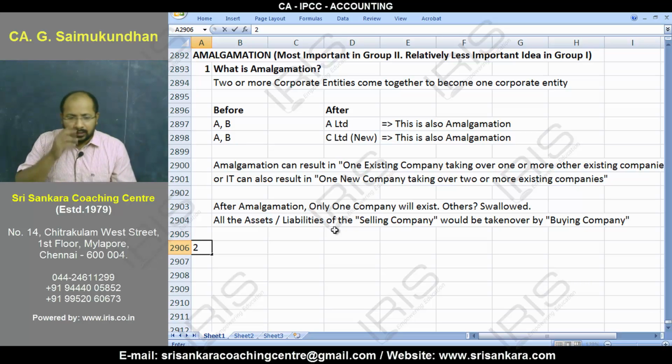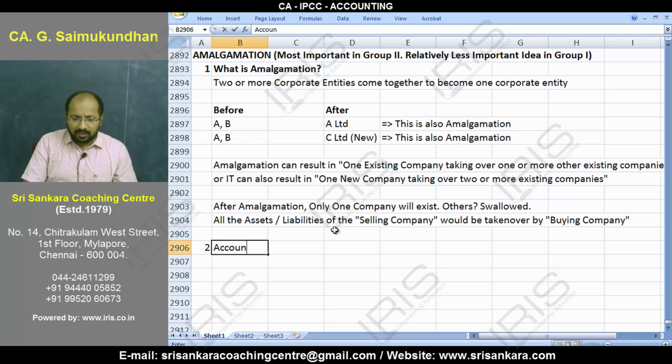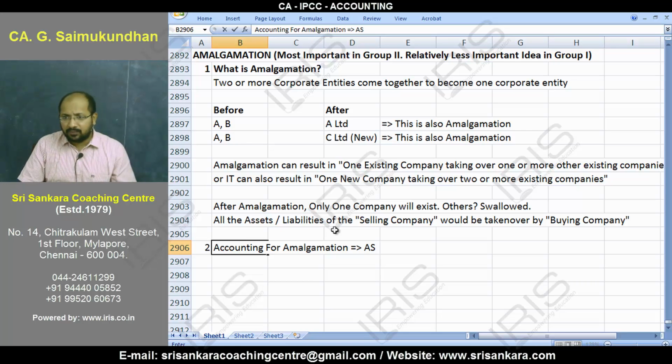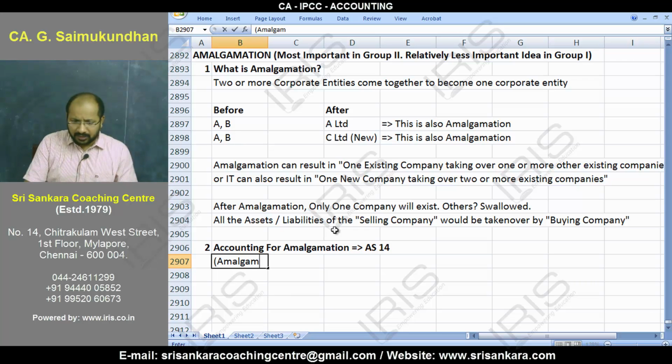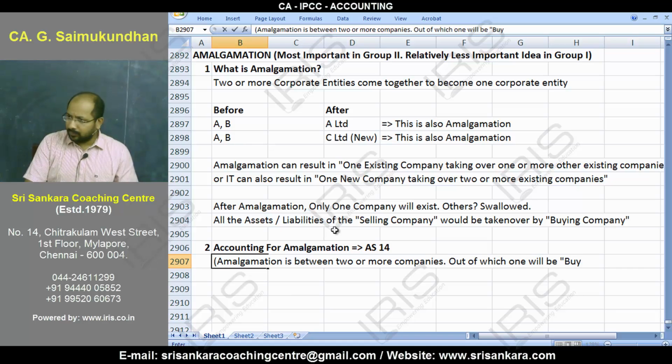Next. When we start dealing with amalgamation, we focus on the accounting for amalgamations. Accounting for amalgamation is driven by AS 14. Accounting Standard 14 deals with accounting for amalgamations, and that is what we'll be adhering to. I am mentioning a very critical point right at the outset so that we are clear. Amalgamation is between two or more companies, out of which one will be the buyer and the others would be deemed as sellers.